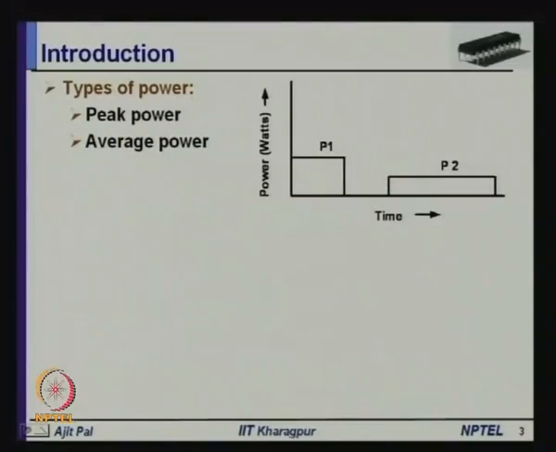Now, here for example, the power in watts is plotted, and P1 is the peak power for a duration of time, say T1, 0 to T1, and similarly average power dissipation P2 is for another duration, maybe T2. So, that means that this peak power dissipation at this moment and at this moment may be different. I mean, average power dissipation during the time T1 or during time T2 may be different.